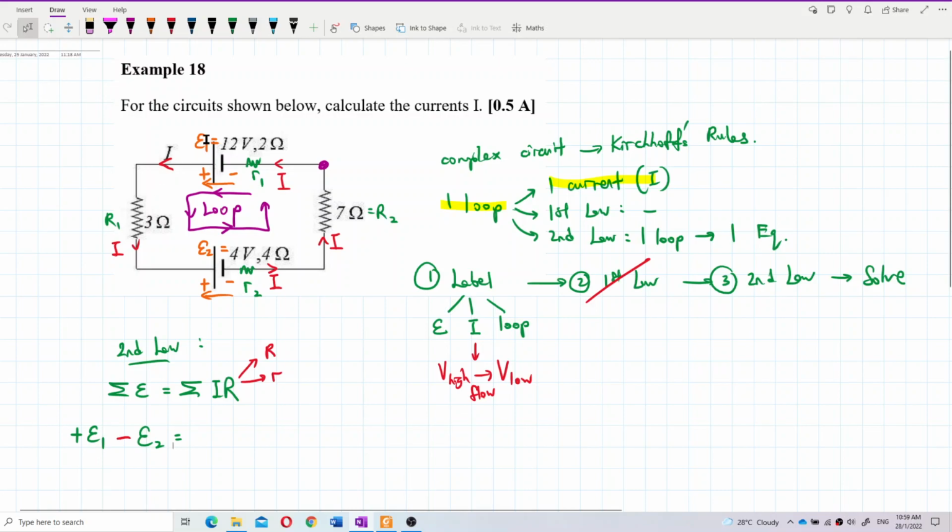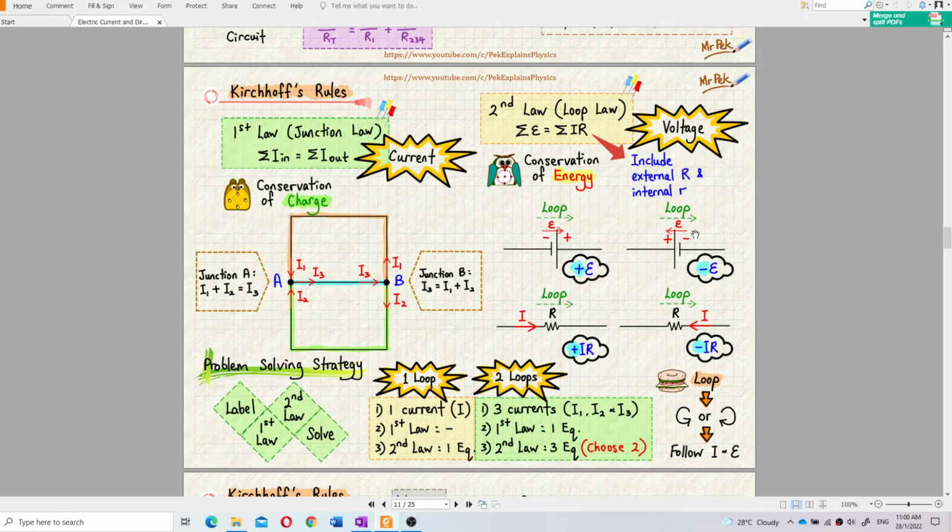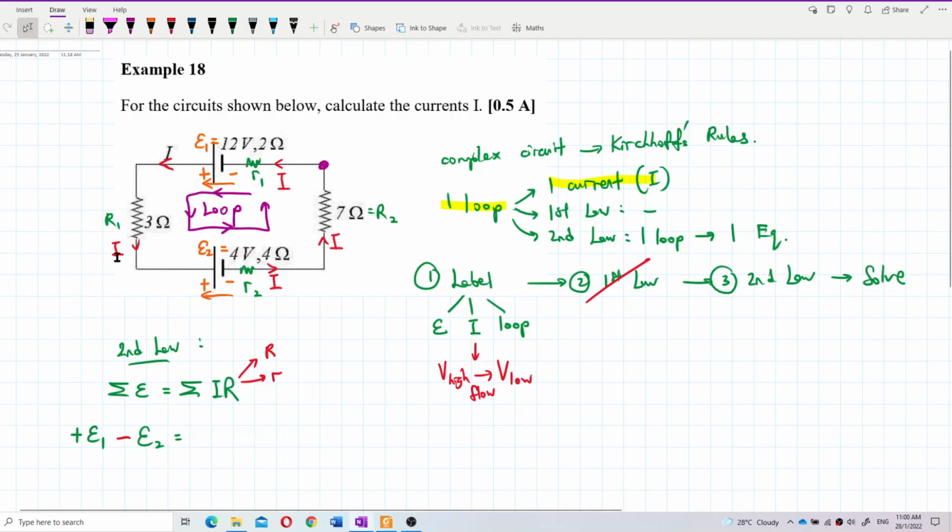Battery, EMF, look at the terminal. Resistor, look at the current passing through. The current passing through R1 is downward, so the loop direction is also downward. Same direction. So when current and the loop are in the same direction, it is positive IR. So this IR1 is positive, so we write it as positive IR1. Understand? Okay.